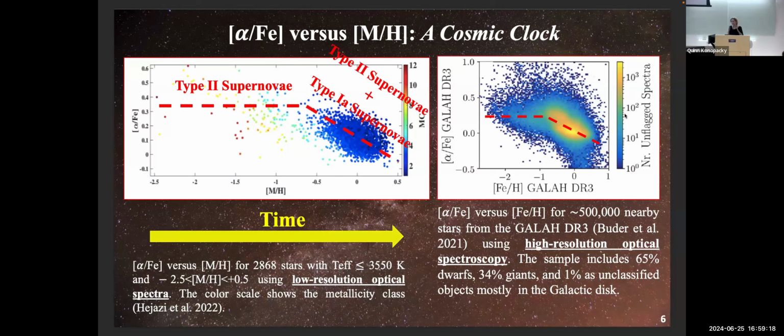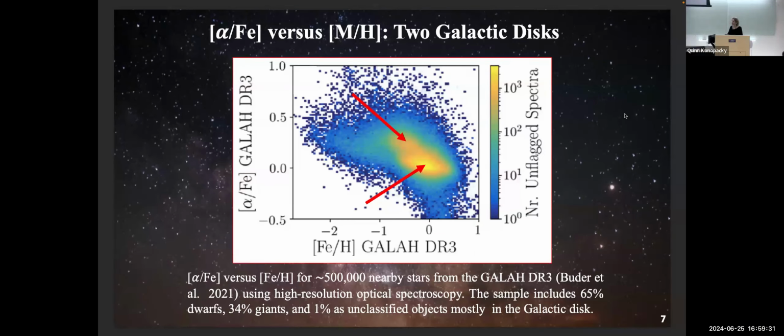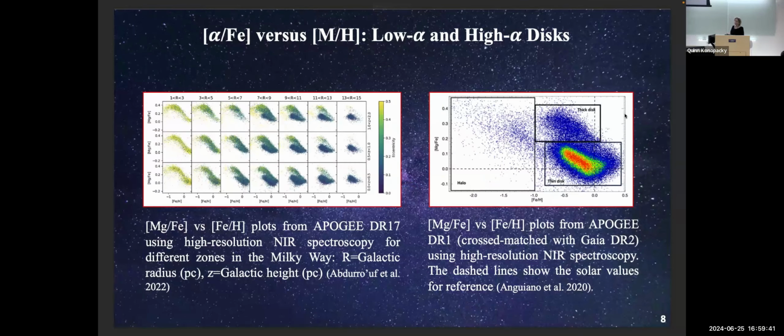But if you look at the right panel, you can see something that is not resolved in the left panel for low resolution. It is here: there are two different populations, high alpha stars and low alpha stars. This kind of bimodality has also been observed in other surveys like APOGEE, and again you can see the high alpha and low alpha populations.